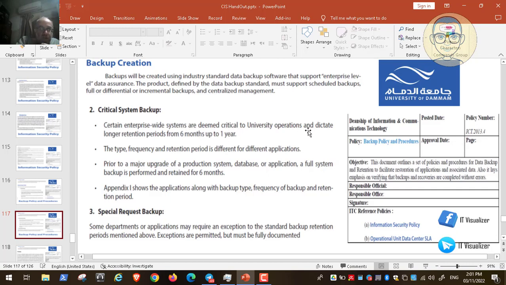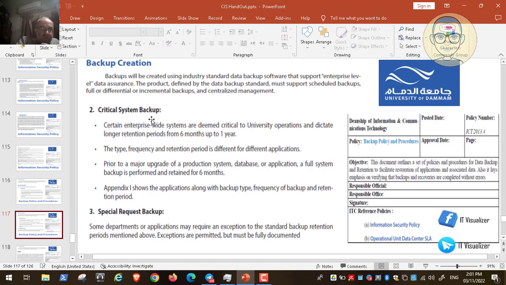He's saying that we should have a longer retention period, 6 months up to 1 year. Maybe the financial system, for example, data need to be retained for 6 months up to 1 year, because the government also needs these kinds of data so it can calculate the tax. The type, frequency, and retention period is different for different applications, so this also depends.